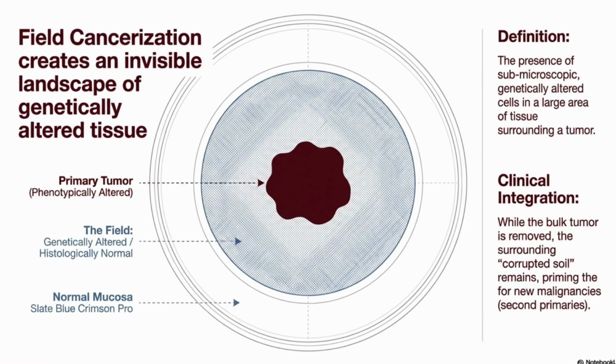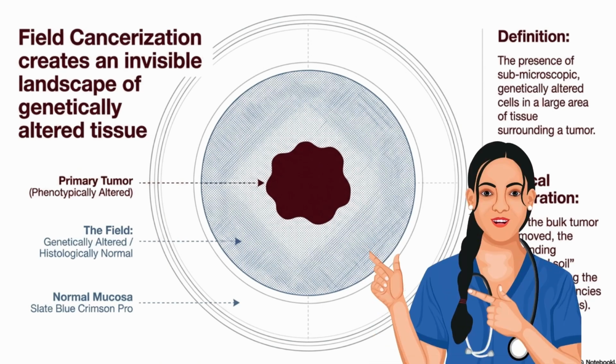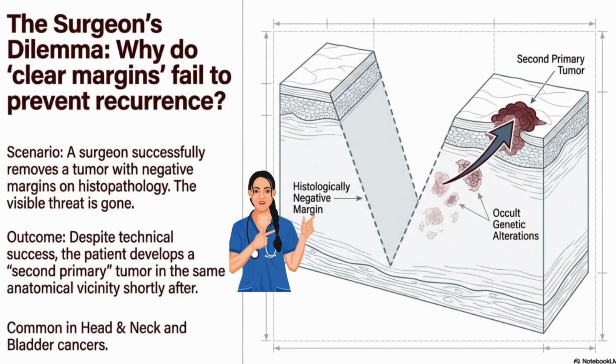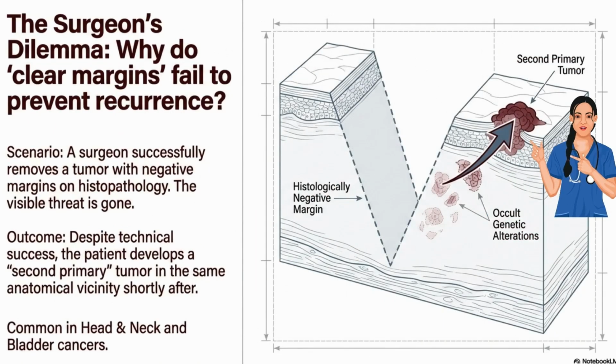Let's look at a few important concepts. The concept of field cancerization. The definition is the presence of submicroscopic genetically altered cells in a large area of tissue surrounding a tumor. This explains why a surgeon might have clear margins on histopathology, yet the patient develops a second primary tumor in the same area. It is common in head and neck and bladder cancers.